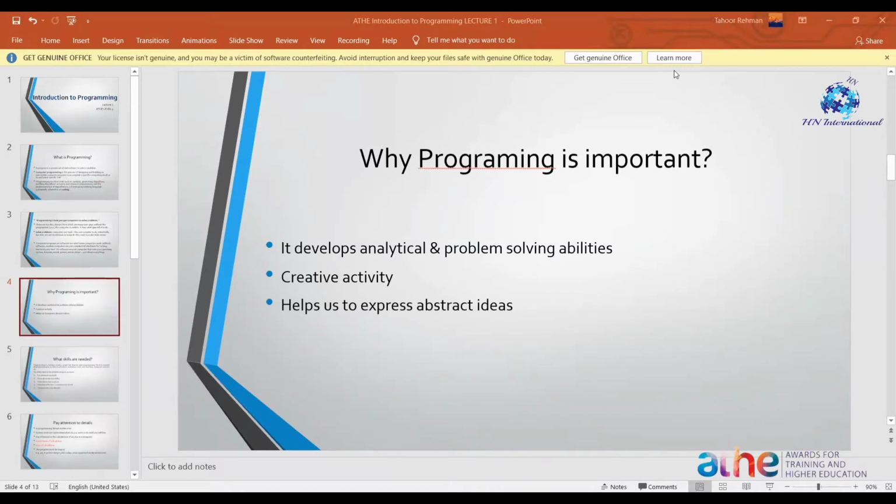So basically, when the computer is doing a task, what is it doing, what is it creating? Programming is important to create software and applications that help computer and program users in daily life. In our daily life, we are using different software and different applications. So how are they designed? Through programming. That is why programming is important. It develops analytical and problem solving abilities and creative activity, and helps us to express abstract ideas.